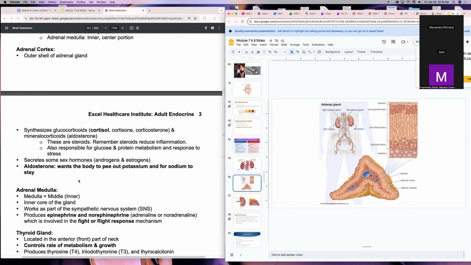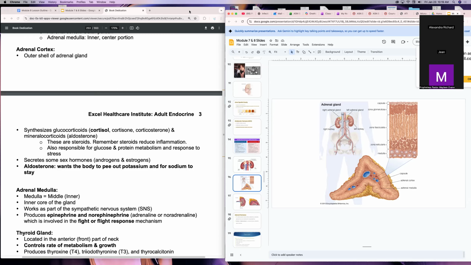The adrenal cortex is the outer shell of the adrenal gland, and it synthesizes glucocorticoids, like cortisol, which is called the stress hormone, and that's associated with weight gain and water retention. Having high levels of stress causes the release of cortisol, and that really contributes to weight gain. Also, the adrenal cortex releases cortisone and corticosteroids. So cortex: cortisol, cortisone, corticosteroid, and also mineralocorticoids, one example of which is aldosterone. These are all steroids.